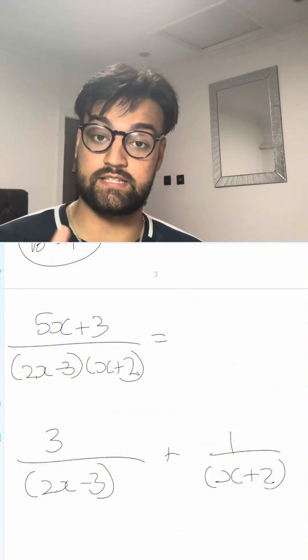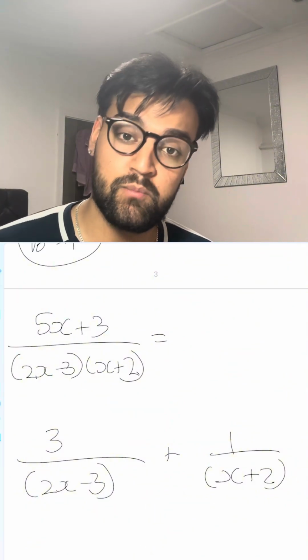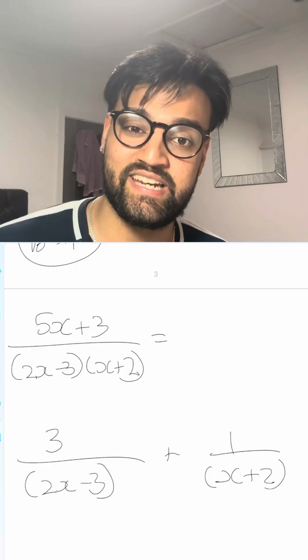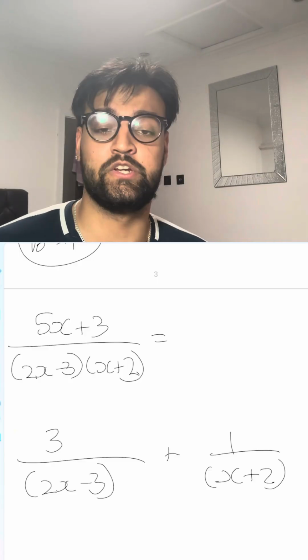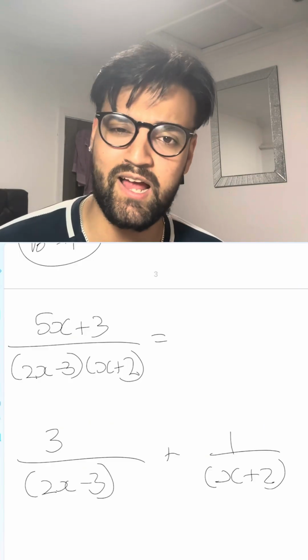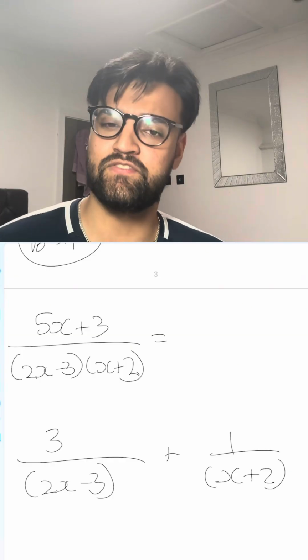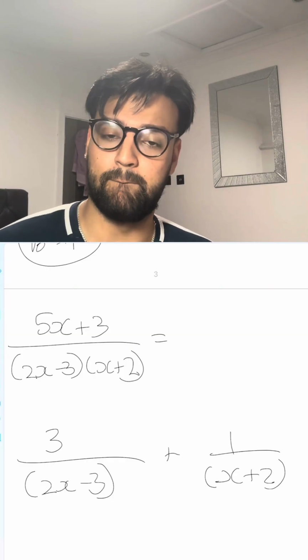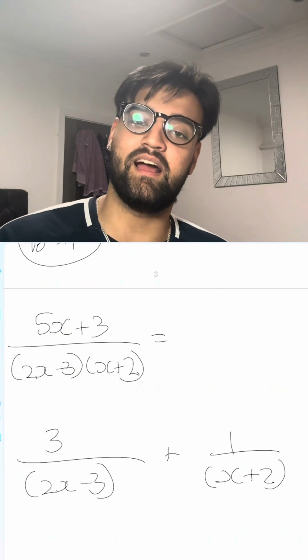All you need to remember is use the cover-up method. I know most teachers insist on using the simultaneous method, but it can get quite complicated when you have cubics or even quartics or even higher powers. So your best bet is to figure out what values of x make each term disappear. And from that, it's easy.